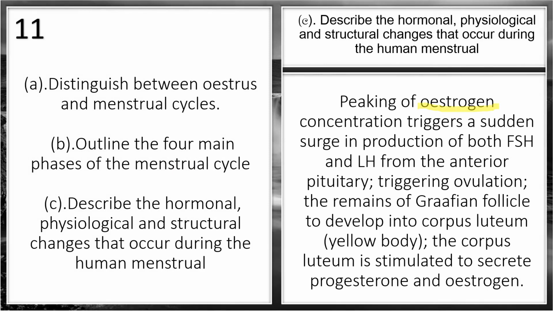Peaking of the oestrogen concentration triggers a surge in the production of both follicle-stimulating hormone and luteinizing hormone from the anterior pituitary gland. This triggers ovulation, and the remains of the Graafian follicle develop into the corpus luteum, the yellow body. The corpus luteum stimulates the secretion of progesterone and oestrogen.